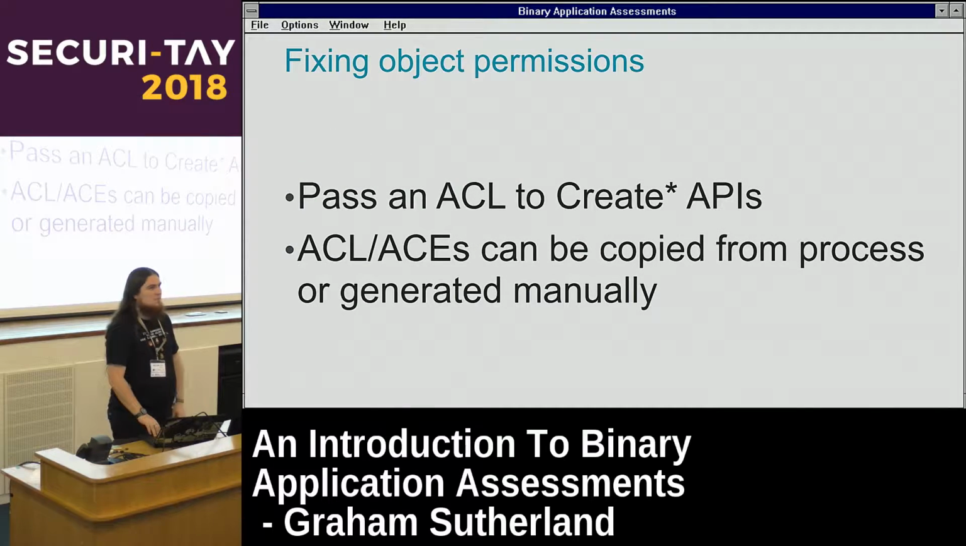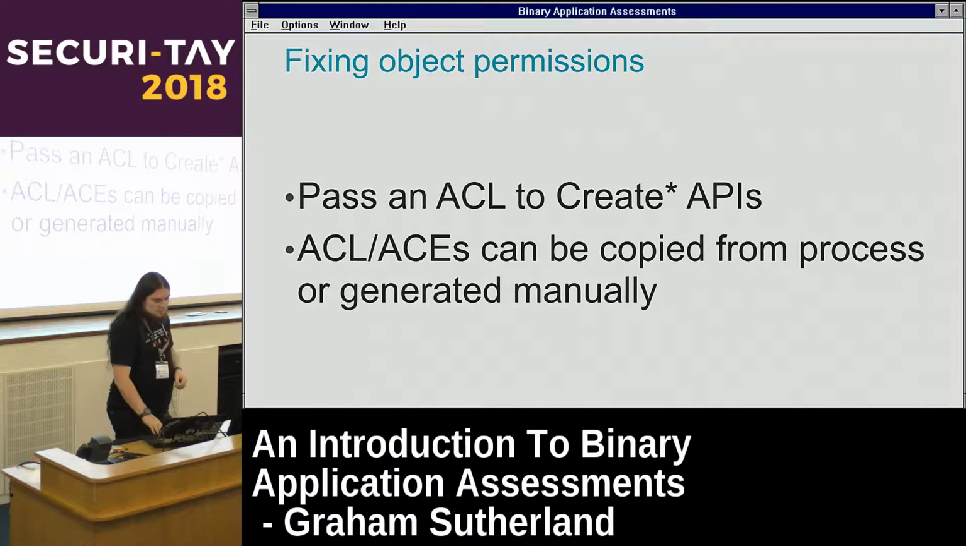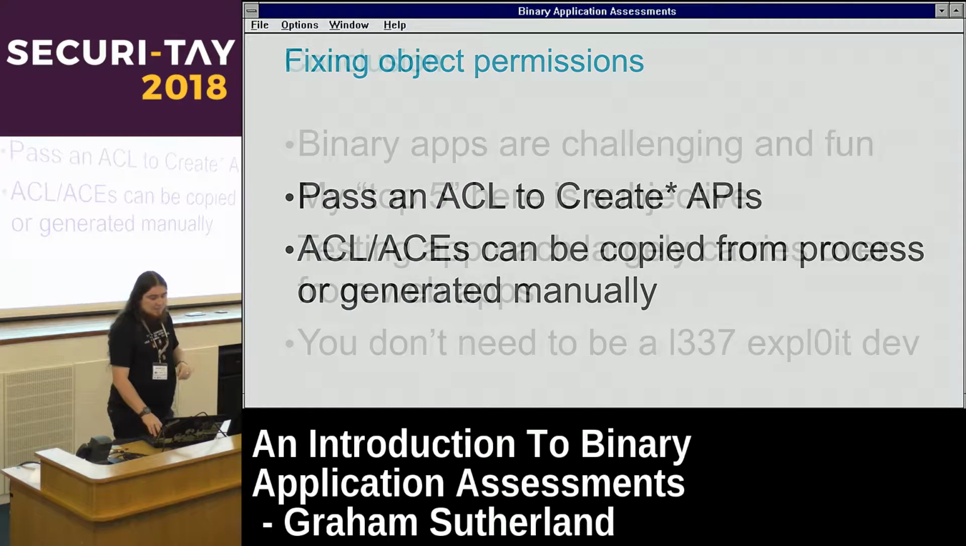So, fixing them: pass an ACL to any of the APIs when you're creating mutexes, drivers, or anything like that. You can copy them directly from your process if you want the same ACL as what your process is running at, or you can generate them manually. There are APIs to do that.